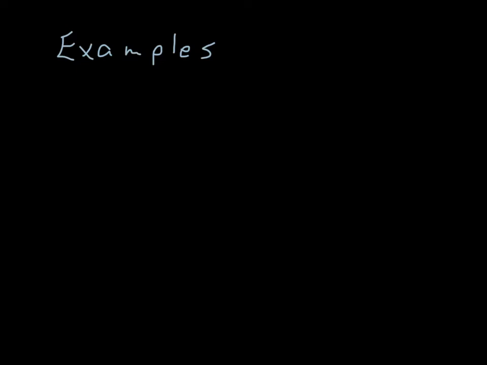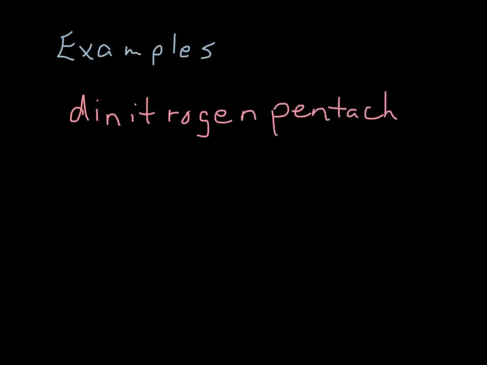If you were given the name dinitrogen pentachloride. Clearly, I hope you recognize that as a type 3 compound. So we go over to the left and we see what we're going to do is basically use our Greek prefixes to determine our subscripts.